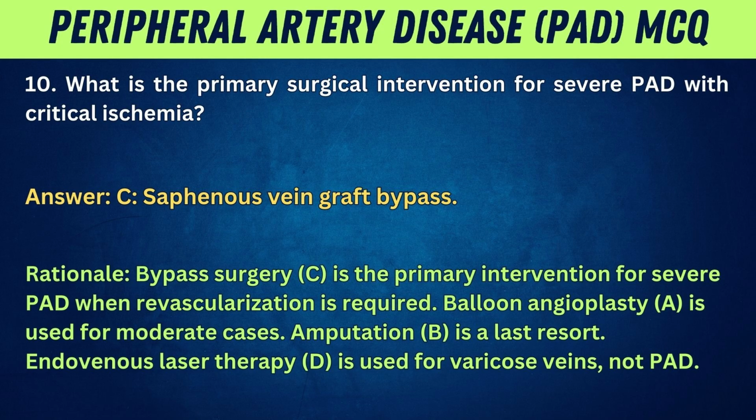Balloon angioplasty, A, is used for moderate cases. Amputation, B, is a last resort. Endovenous laser therapy, D, is used for varicose veins, not PAD.